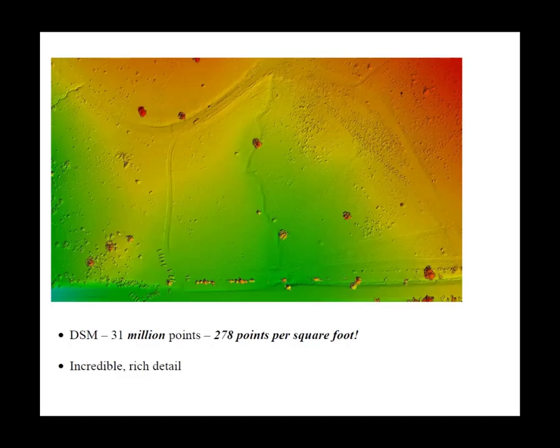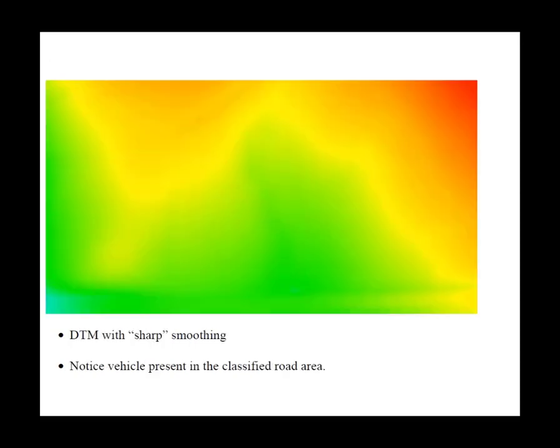So let's take a look and see how that showed up on the surface models. For the digital terrain model, I just used the default settings in Pix4D, which is sharp smoothing and filtering, and notice the vehicles that I had classified as man-made objects were removed. Here's my vehicle that I forgot to classify.